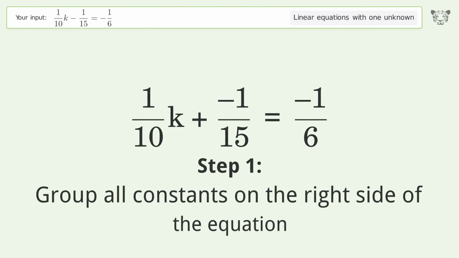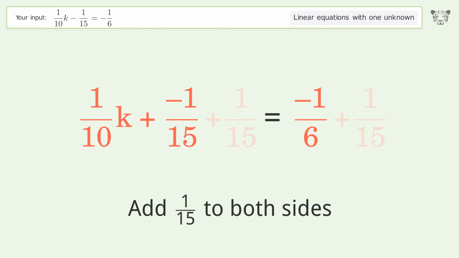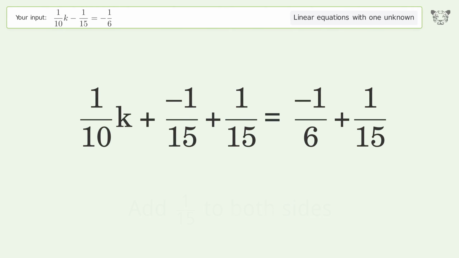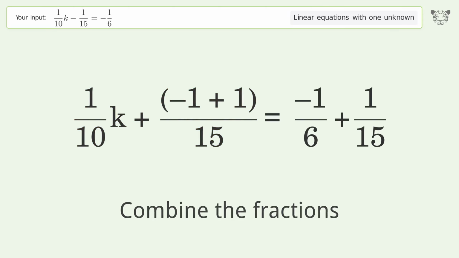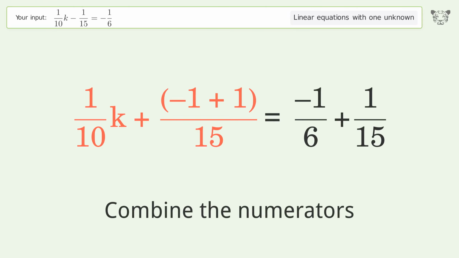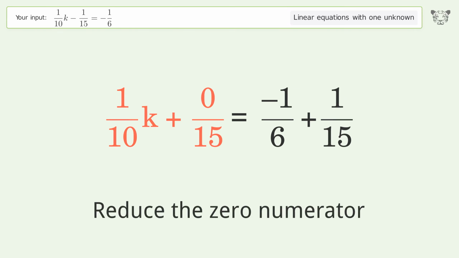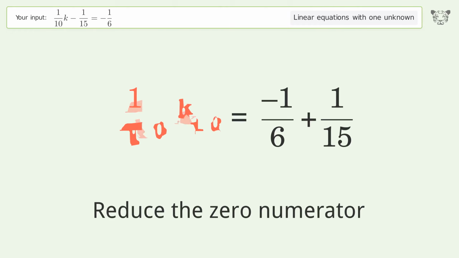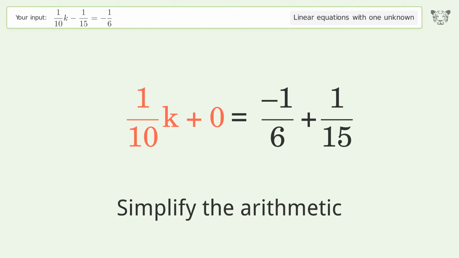Group all constants on the right side of the equation. Add 1/15 to both sides. Combine the fractions. Combine the numerators. Reduce the zero numerator. Simplify the arithmetic.